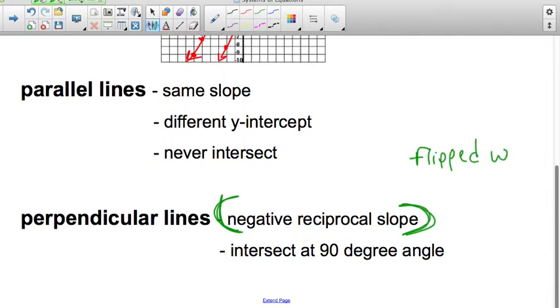So if you see a slope that is the negative reciprocal, or flipped with the opposite sign, it's perpendicular. So copy down this little note here. If you see a line where its slope is flipped and has an opposite sign, it's perpendicular. If it has the same number, the slopes are going to be the same. They're going to be parallel. If that number is flipped and it has an opposite sign, it's perpendicular.